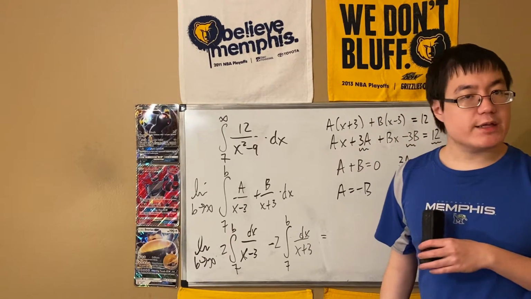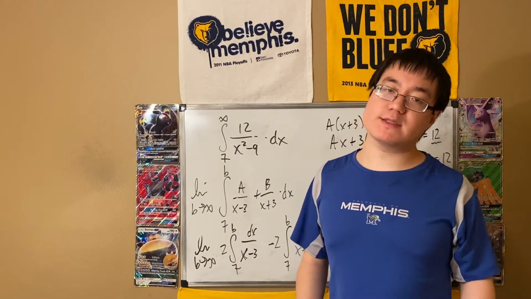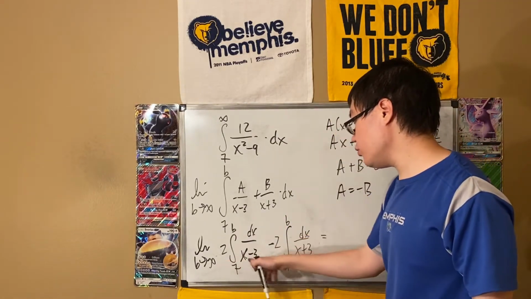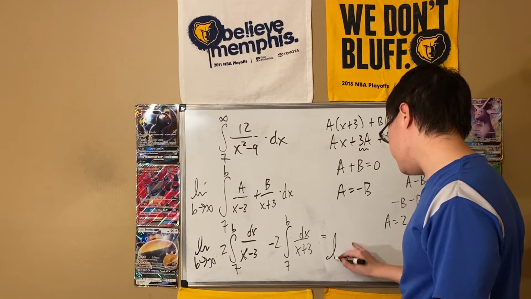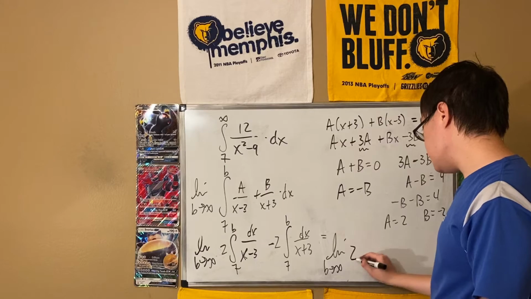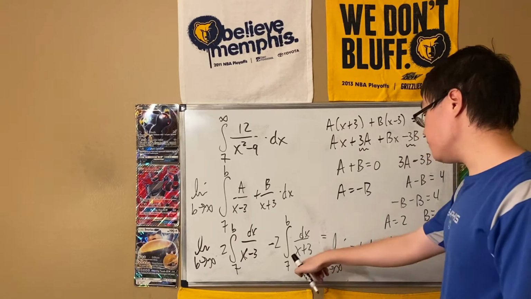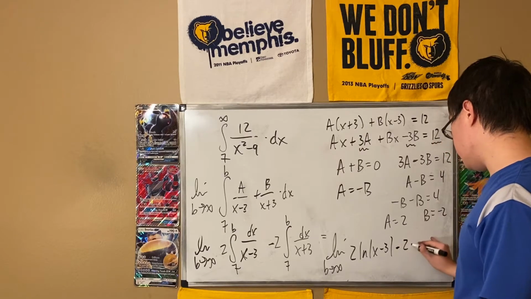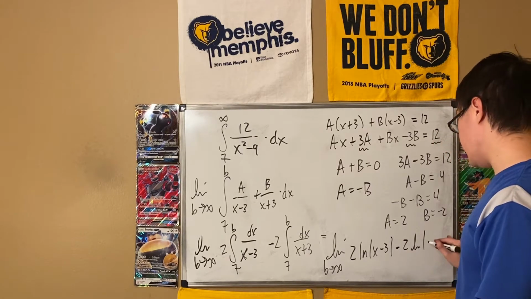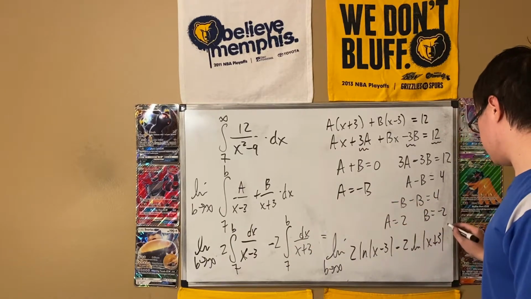So now it's time for antiderivative time. Hopefully you remember that for partial fractions, it is always ln. So in this case, it's going to be 2 ln of x minus 3. We still have the b thing. So b to infinity, it will be 2 ln of x minus 3 minus 2 ln of x plus 3. And what we're going to do is plug in b and 7.